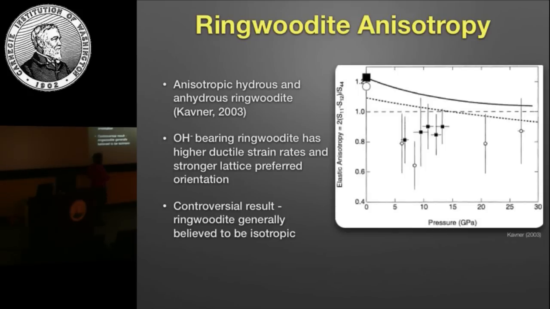There is this study by Kavner in 2003 that found an anisotropy signal in Ringwoodite, but it's highly controversial. So at this point, I don't know what to make of this. It's also possible that we can't actually differentiate in our model between the top and the bottom of the transition zone. Our current tests show that we can, but I'm skeptical, and we're doing some fancier modeling to get better estimates of uncertainties on the models.